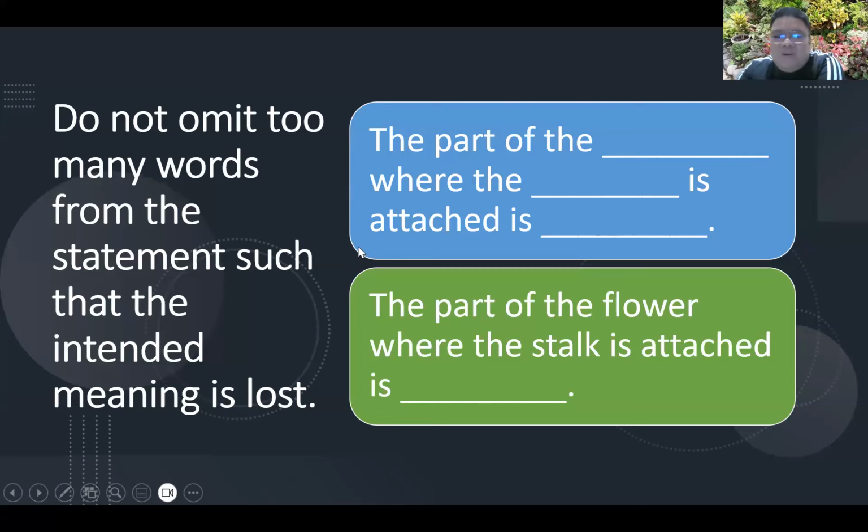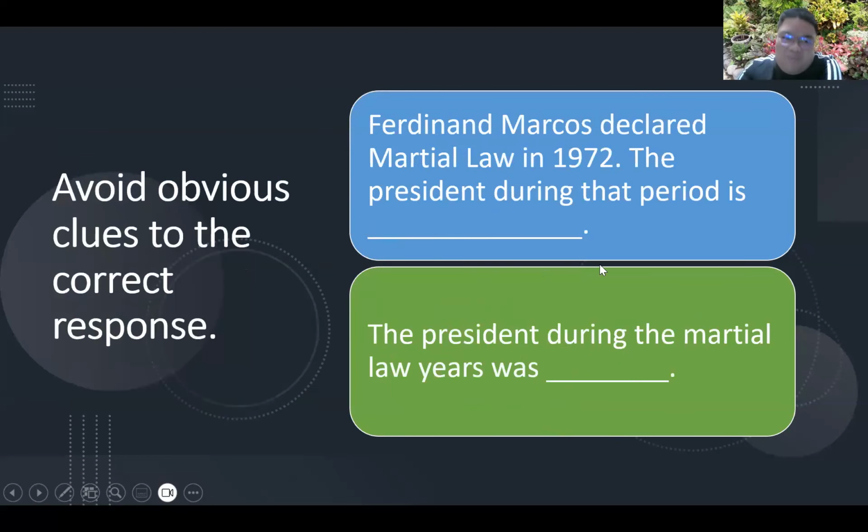So look at the example below. The part of the flower where the stalk is attached is referred to as blank. Okay? So class, that makes sense, no? Kung anong part ng flower yung naka-attach yung stalk natin. Hindi na the part of the blank where the blank is blank, lahat na lang blank. Hindi po pwede. Next, avoid obvious clues to the correct response.